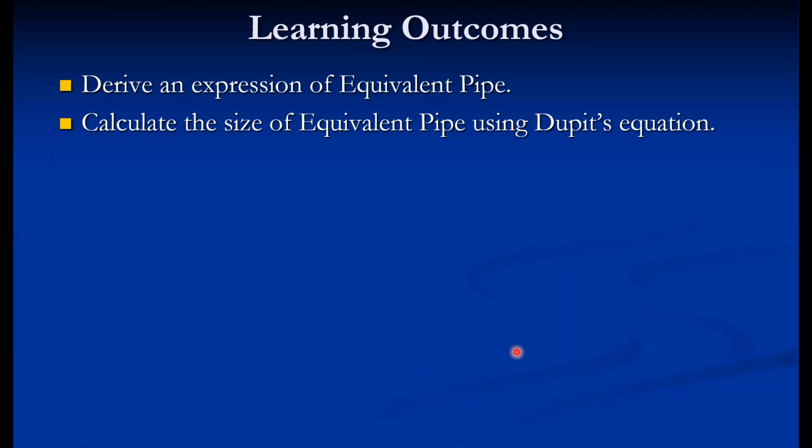The derivation part is not that difficult. First we write the expression of head loss for the compound pipeline, then instead of V we put V in terms of Q, then rearrange the expression, and we can write the head loss for the equivalent pipeline. Equating both, we can derive Dupit's equation. The same equation can be applied for calculating the size of the equivalent pipe.